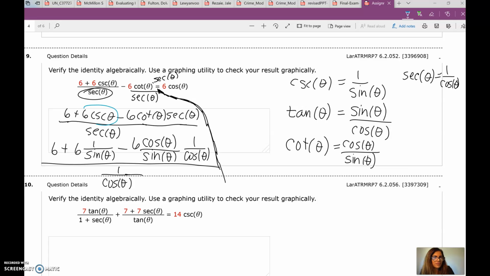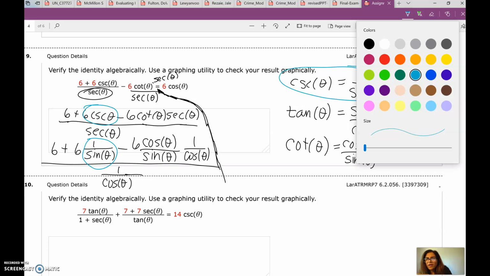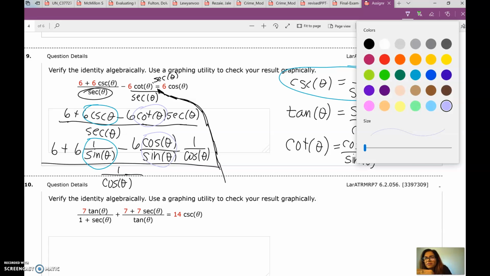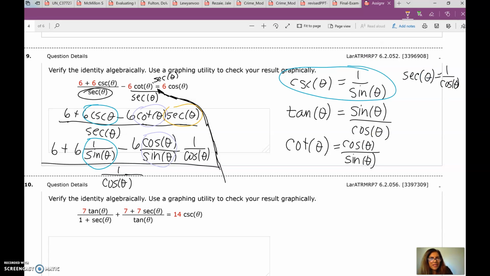So this cosecant, which we know is 1 over sine, is going to become 1 over sine, right? Likewise, this cotangent is cosine over sine, and our secant is 1 over cosine.